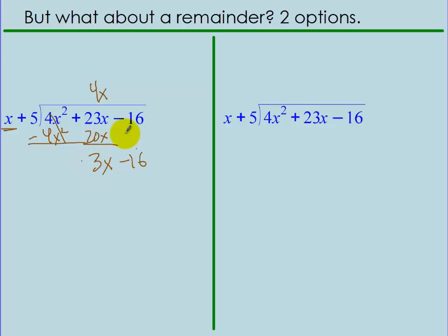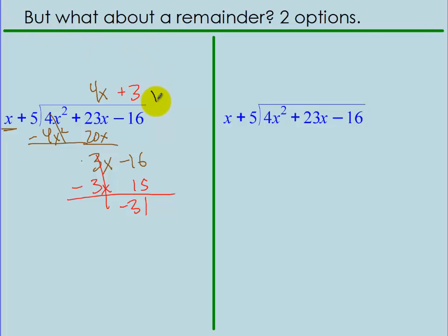Drop down the minus 16. x times what is 3x? Well, that's going to be positive 3. So x times 3 is 3x, and 3 times 5 is 15. You're subtracting the bottoms. These will cancel out, and negative 16 minus 15 is going to be negative 31. So my remainder is negative 31.